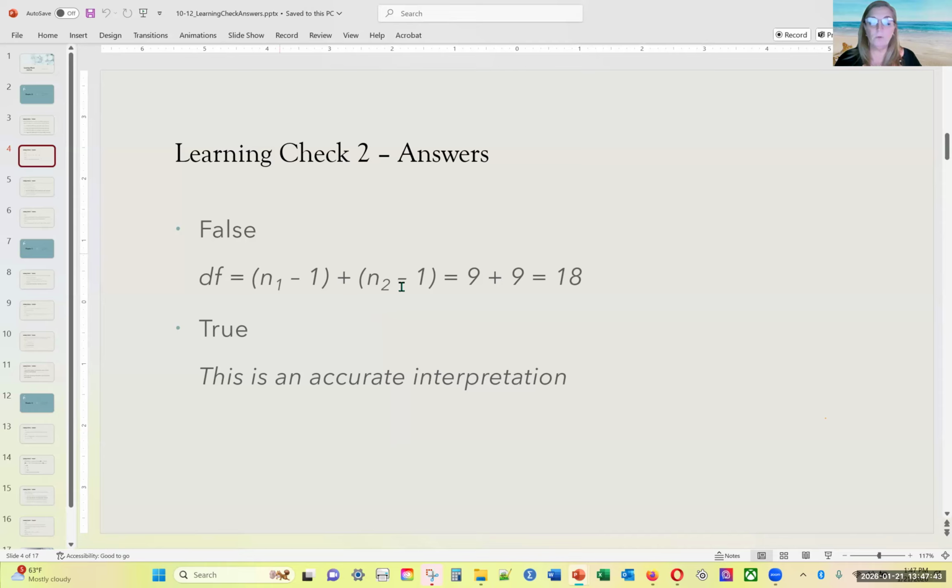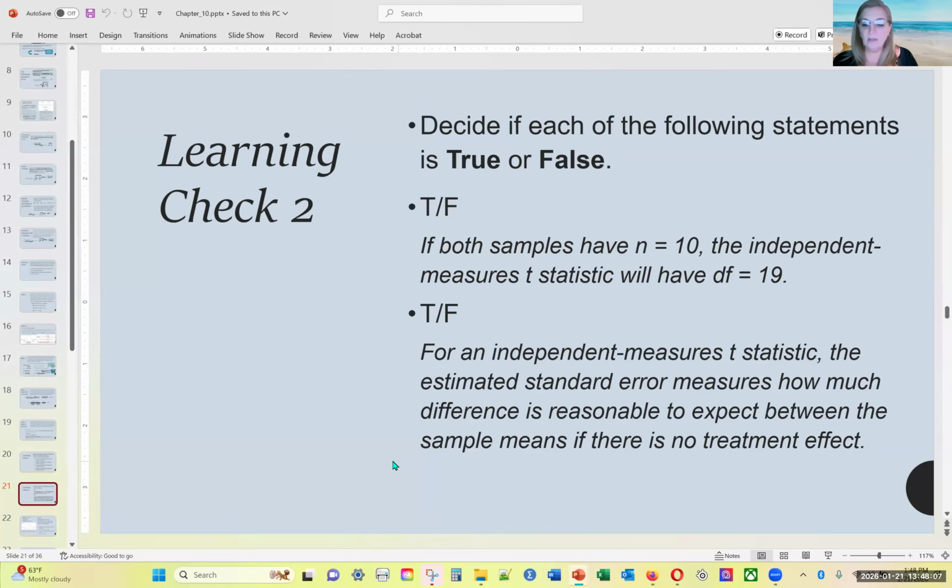The reason for the first one being false is you are doing degrees of freedom for two groups now. So if each one of them had 10, it would be like saying 20 minus 2. Or you could say n minus 1 from the first group, n minus 1 from the second group, which would be 18. And also, it's true. This is an accurate interpretation that for that t statistic, the estimated standard error measures how much difference is reasonable to expect between the sample means if there is no treatment effect.